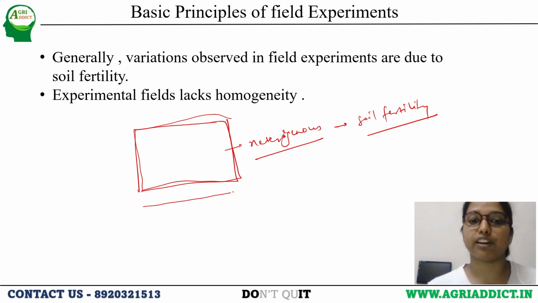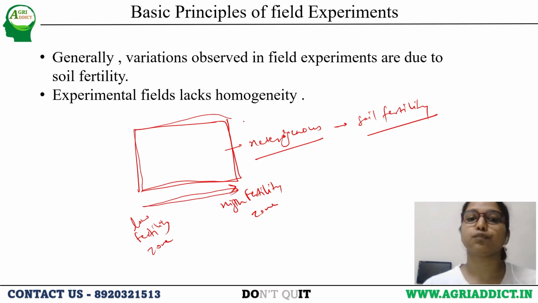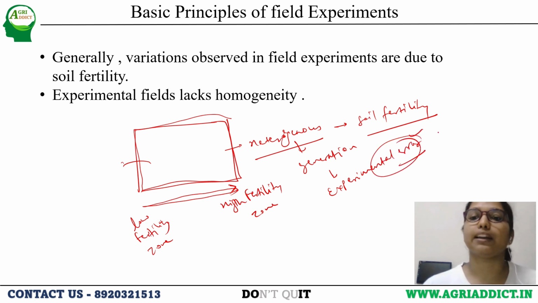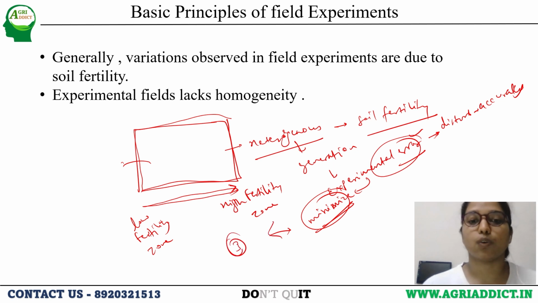So say we are assuming that fertility is varying in that direction. This is a low fertility zone, and this is a high fertility zone. Fertility is varying from left to right. So this is the heterogeneity, and it will result in the generation of experimental error. This experimental error will disturb the accuracy of our result. So we have to minimize this error. For minimizing this error, we need these three principles, which we are going to study.